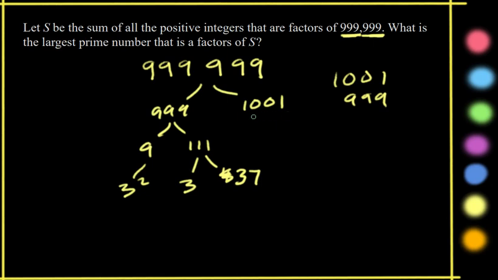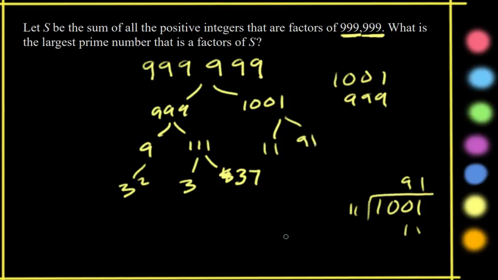And then 1001, what is this divisible by? Well, it's divisible by 11. If you know your divisibility rules, the odd digits add up to 1 and the even digits add up to 1. So this is divisible by 11. And what is that going to be? If I divide 1001 by 11, it's just going to be 91, right? So 11 times 91.